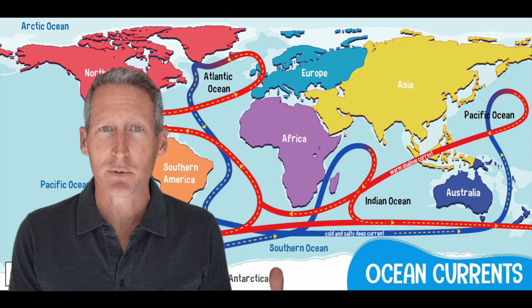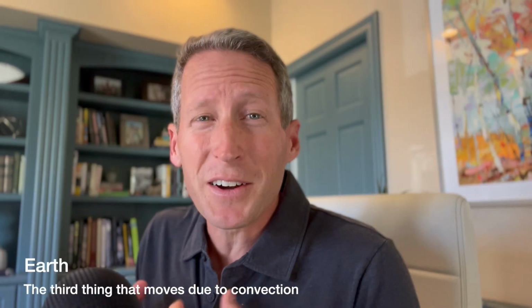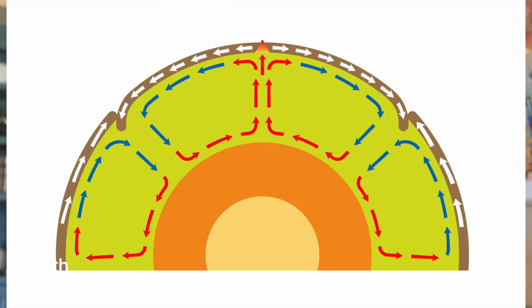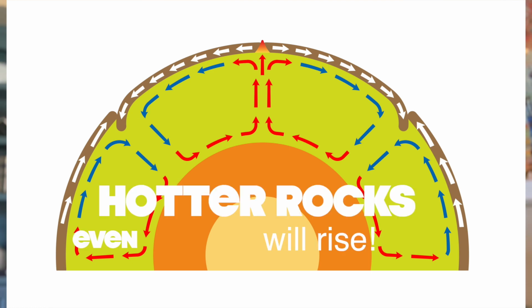And surprisingly, the Earth itself undergoes convection, as hot mantle rock heated by the core slowly rises to the surface, cools, spreads out, and sinks back down. It's the driving force behind plate tectonics and is responsible for a large amount of what we see on the surface of the Earth. We get that hot stuff rises, and we get that cold stuff sinks.